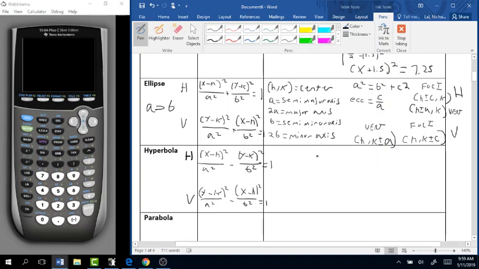All right, so things to remember. Once again, the eccentricity is c over a, and then the Pythagorean relation is going to be c² = a² + b². And otherwise, the hyperbola has somewhat similar features to the ellipse.